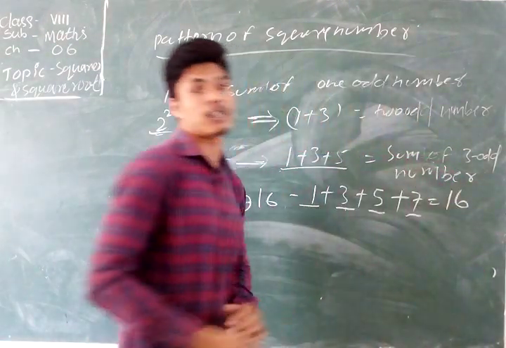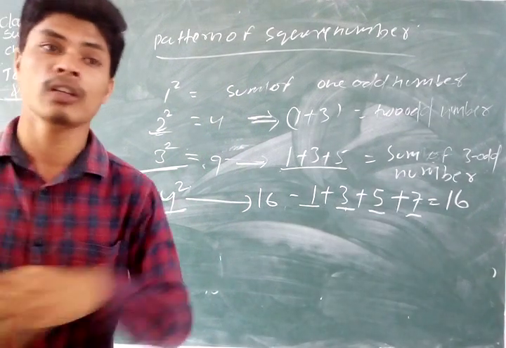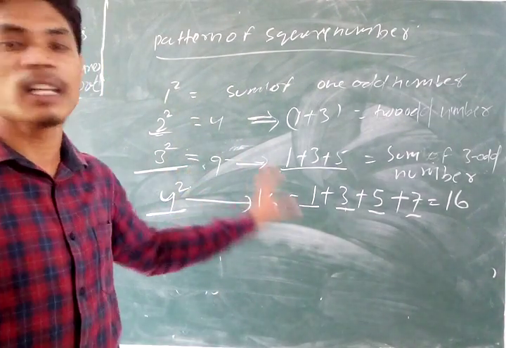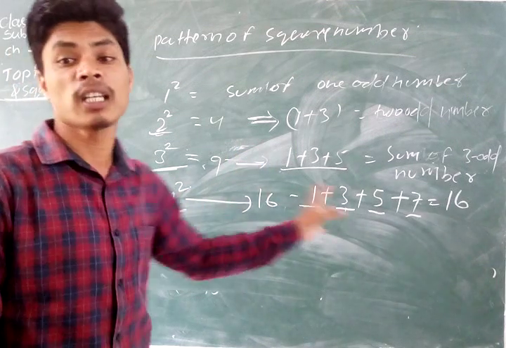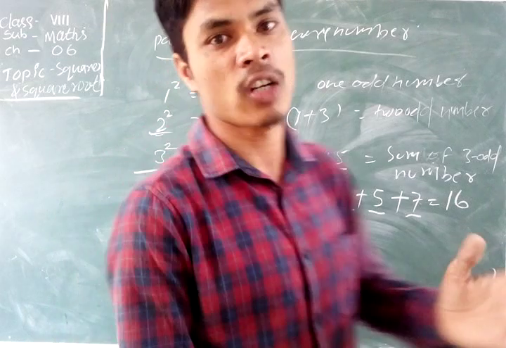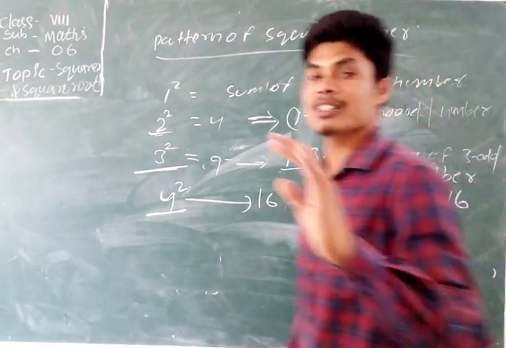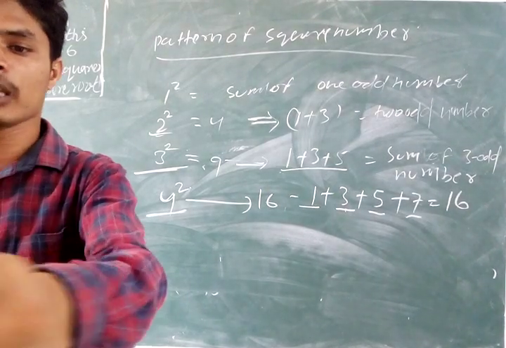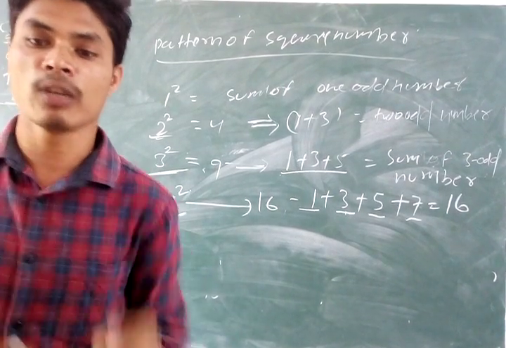That means if we do the sum of odd numbers, depending on how many numbers, then we can easily find the square of the given number. If 5, then we get the sum of 5 odd numbers. If we want to find the square of 6, then the sum of the first 6 odd numbers. It is the pattern. Now we observe another pattern. We can easily do this for every natural number.